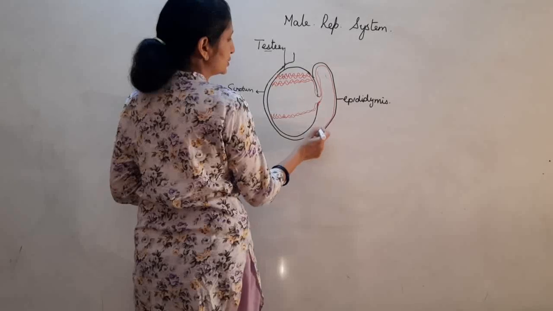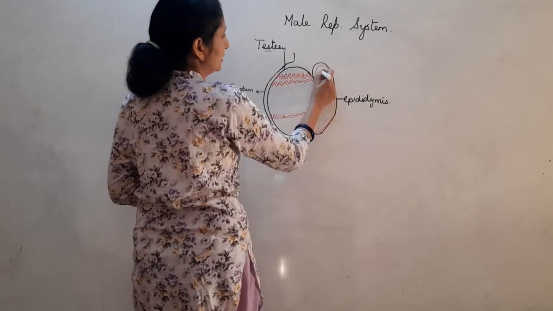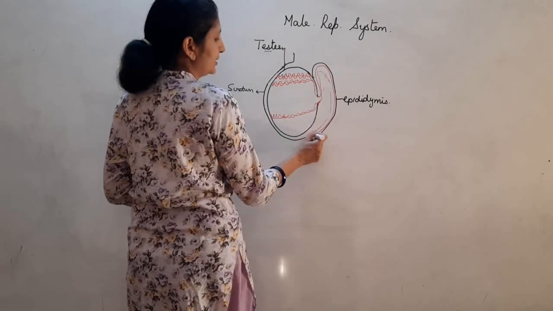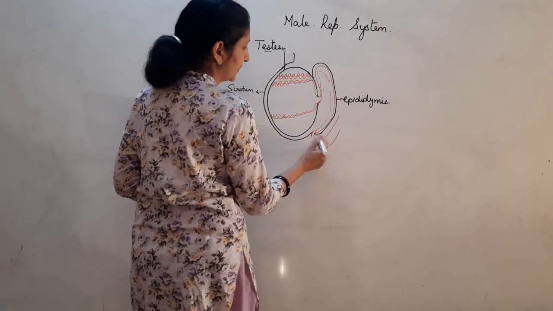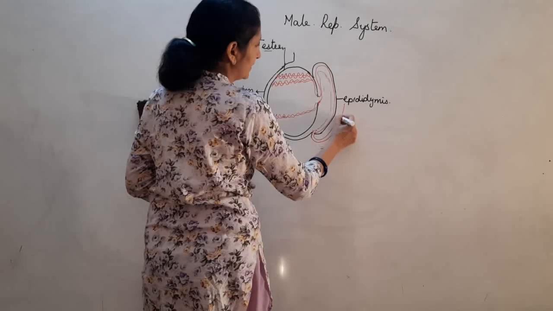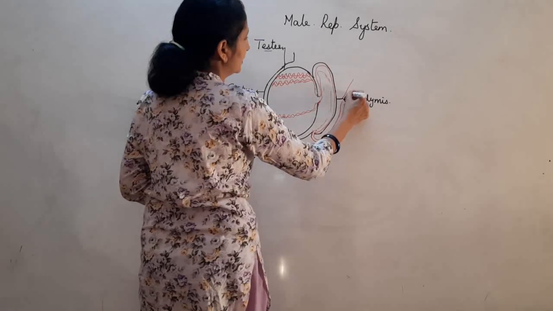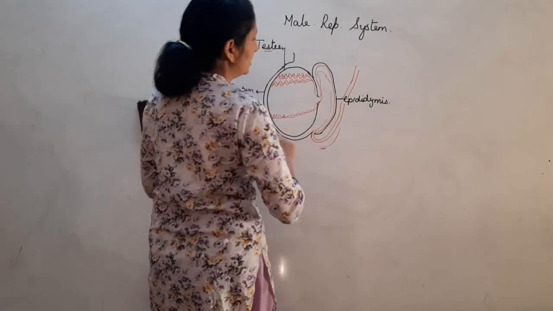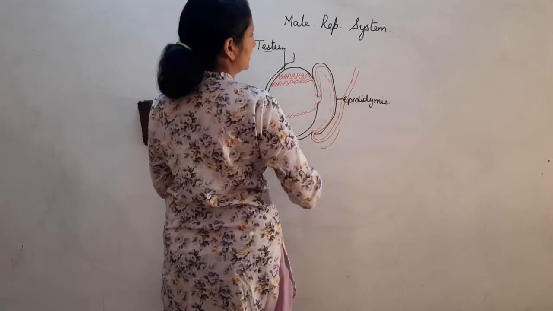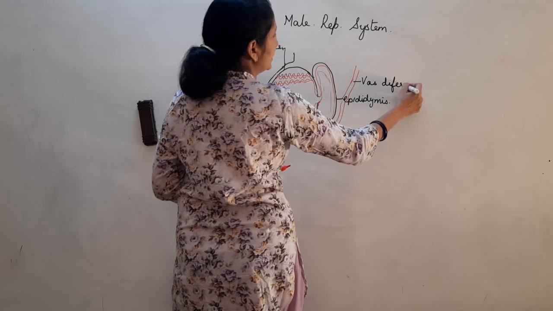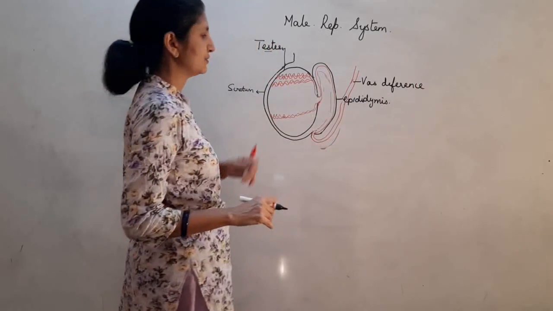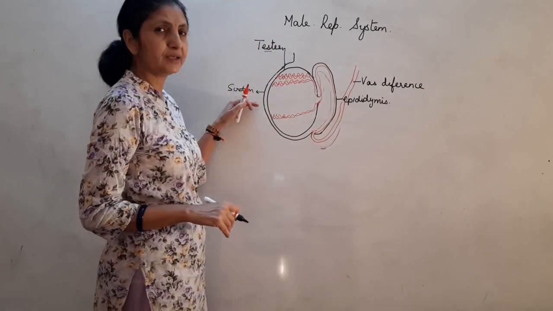These are coiled structures like this, which lie in this, and this emerges out like this. And moves further into a duct which is called the vas deferens. ठीक है, ये vas deferens है. ये मुझे इनके function आपको बताने थे. That's why I'm drawing. Scrotum, testes.